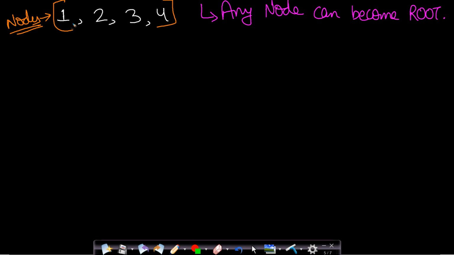Now let us assume that we have 4 nodes numbered from 1 to 4 and any node can become root. So what we will do is we will first make 1 as a root. If you make 1 as a root and this is a BST, then the left subtree will be empty and the right subtree will be having all the 3 nodes 2, 3 and 4. So what will be the number of structurally unique BSTs with 1 as a root?